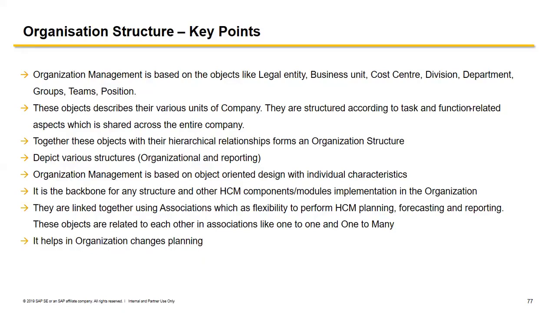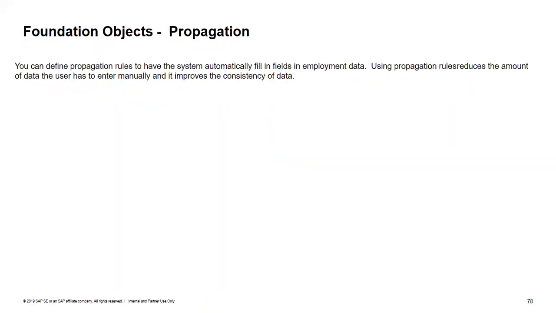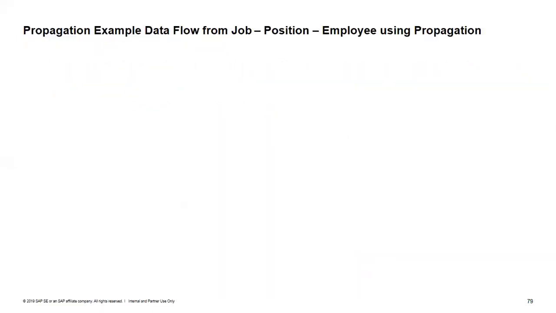If I have departments like human resources, sales, or finance, these are departments structured according to the tasks they do. What does an HR department do? What does a sales department do? What does the finance department do? Together, these objects with their hierarchical relations form the org structure. Now, once we define all of them, you will see the org structure in this way.